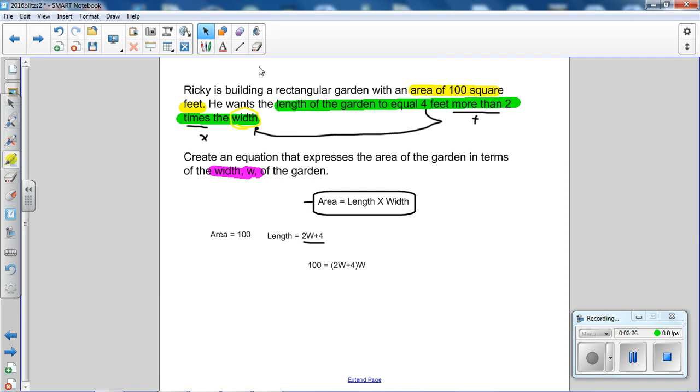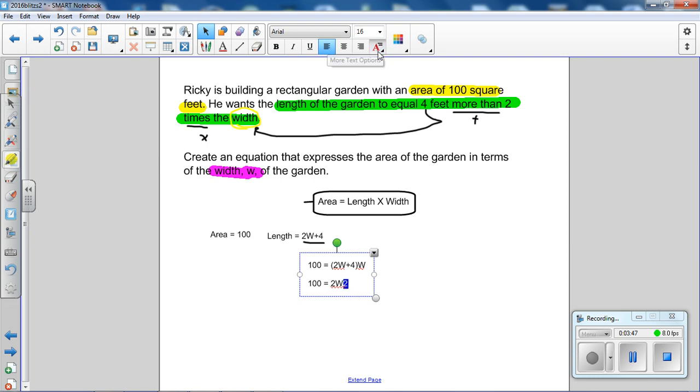We can actually write this in another way, because if I use my distributive property, it becomes 100 is equal to W times 2W, which gives me 2W squared. When I distribute my W to both of those, it becomes 2W squared. So let me put my exponent on it. Now when I distribute it to the 4, it becomes plus 4W.